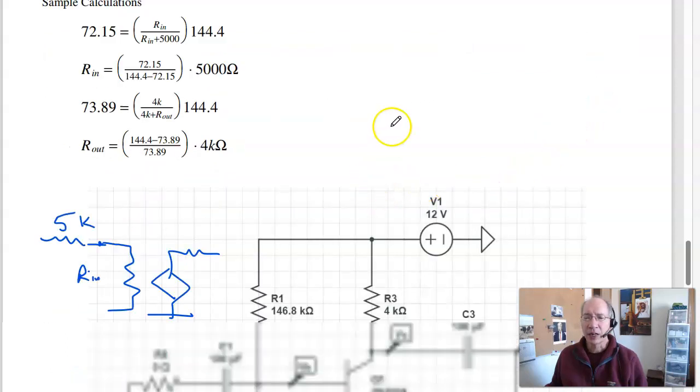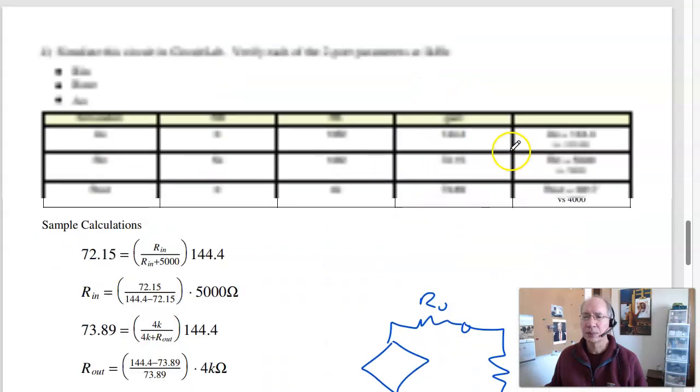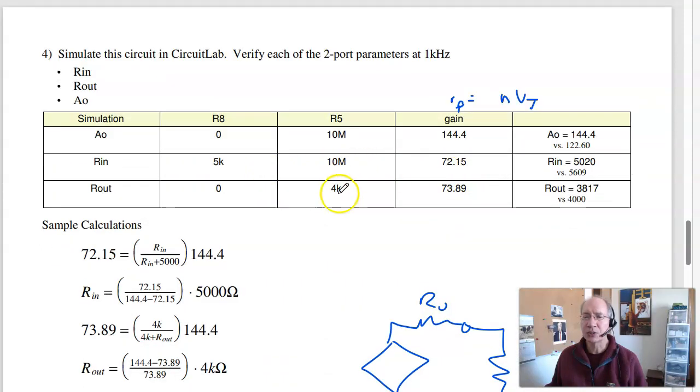Define R out. Again, here's the two-port model for R out. If I add a load resistor over here, that's the same as R out, half. So let's try it. Put a 4K resistor at the output, and the gain drops to 73. From that, I can calculate what R out is. R out is 3817 ohms. So there's the experimental values, pretty close to what I calculated.